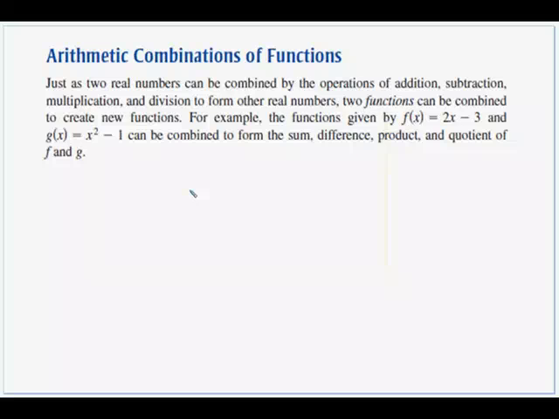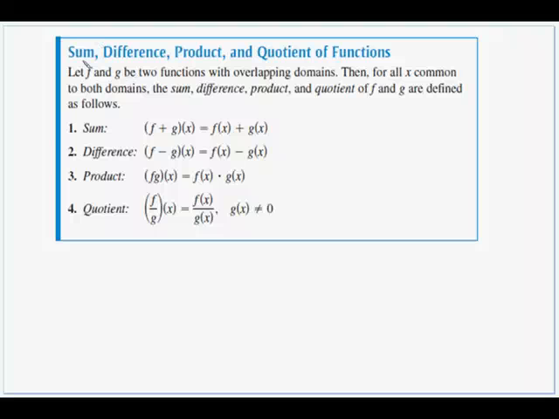Just as two real numbers can be combined by the operations of addition, subtraction, multiplication, and division to form other real numbers, two functions can be combined to create new functions. For example, the functions given by f of x is 2x minus 3 and g of x is x squared minus 1 can be combined to form the sum or the difference, product, or quotient of those two functions. So, sum, difference, product, and quotient of functions.